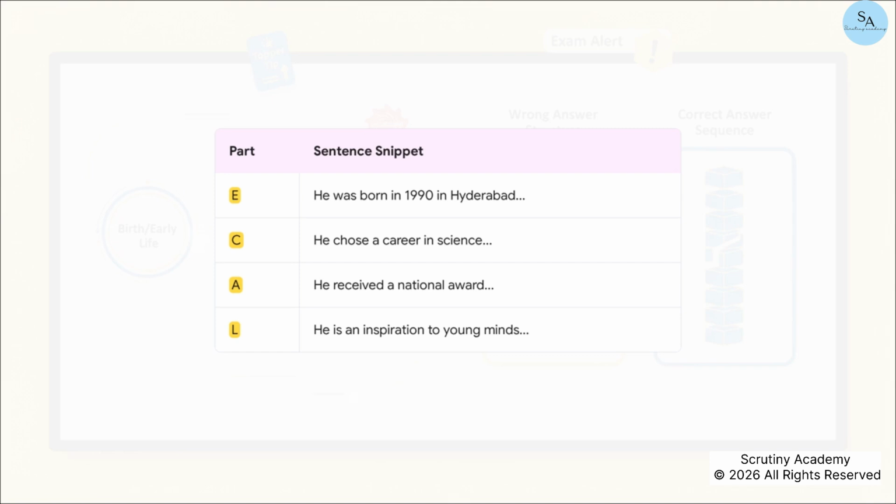For E, we start with, he was born in 1990 in Hyderabad. For C, we add, he chose a career in science. For A, we state, and received a national award for his work. And for our all-important L, our legacy, we conclude with, he is an inspiration to young minds. See that? It just flows together beautifully into a complete, structured paragraph.